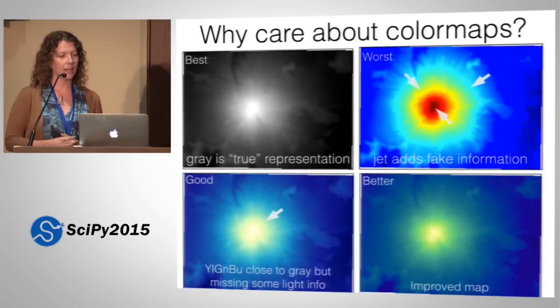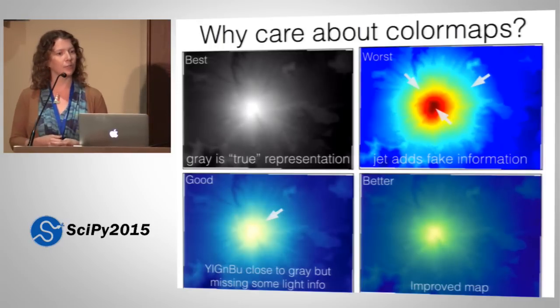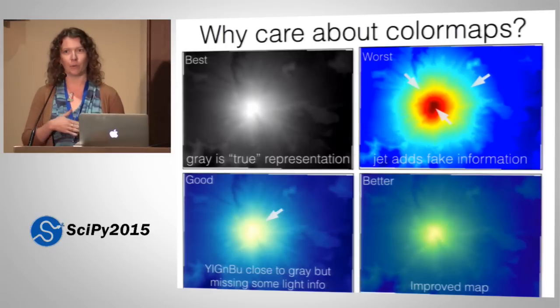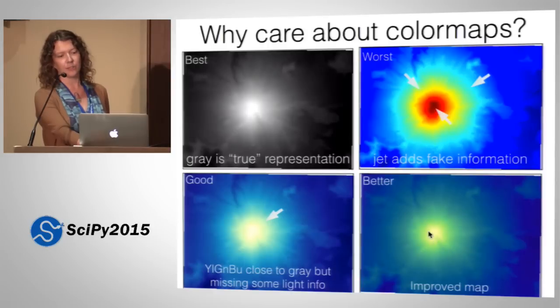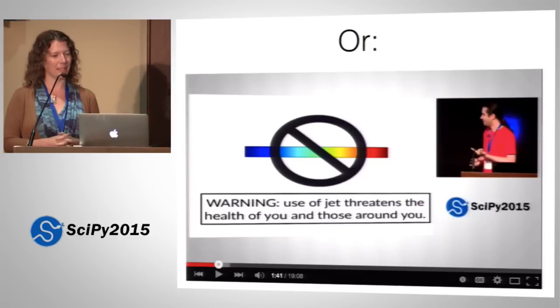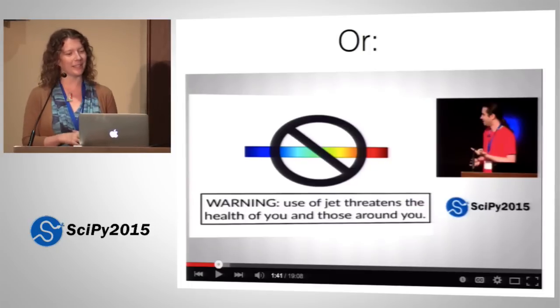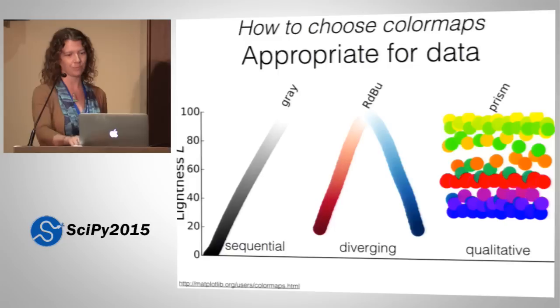The bottom right, I think, is a slightly improved version of yellow, green, blue. And we're going to talk a little more about the details there, but we can see there's a little more detail visible in the center that was a little washed out on the other map. And as Nathaniel said a couple days ago, the use of jet threatens the health of you and those around you. So if nothing else, there's actually science to prove that.